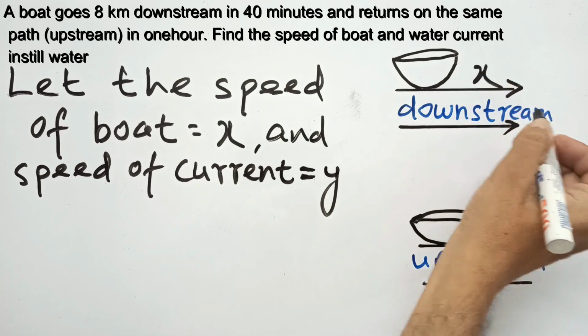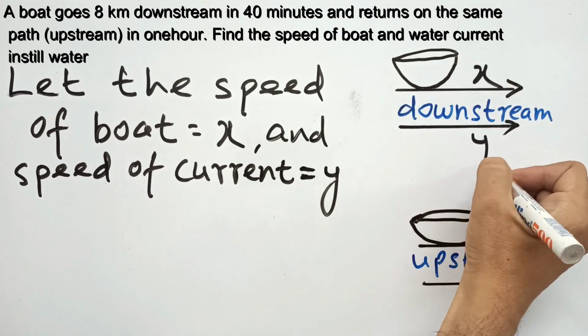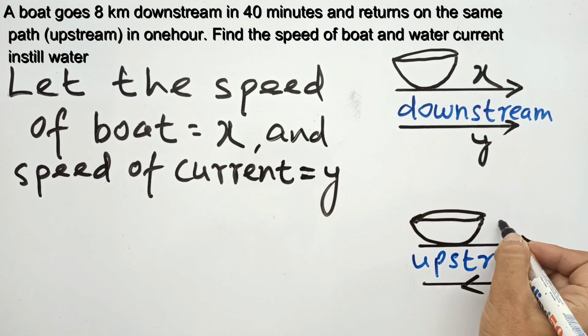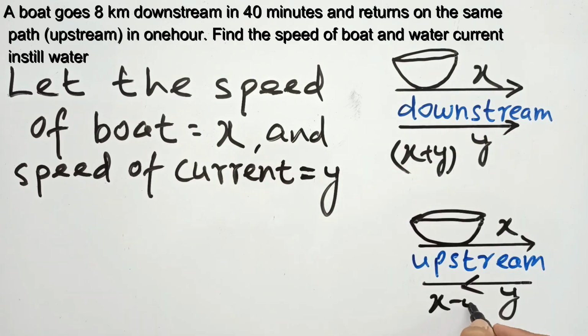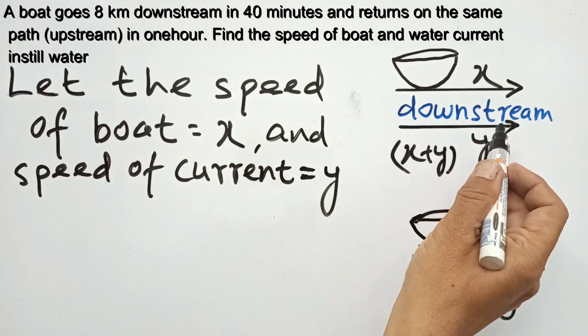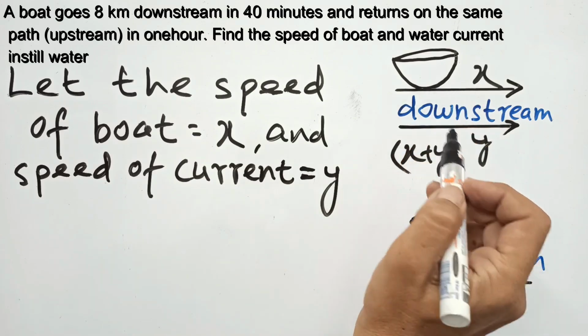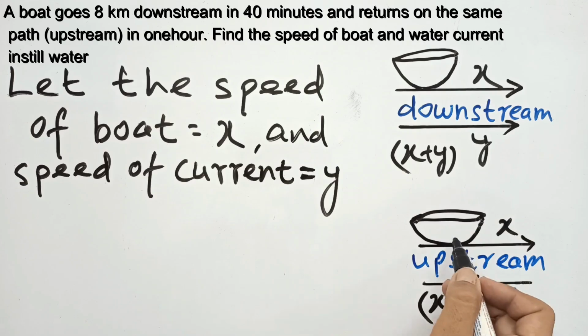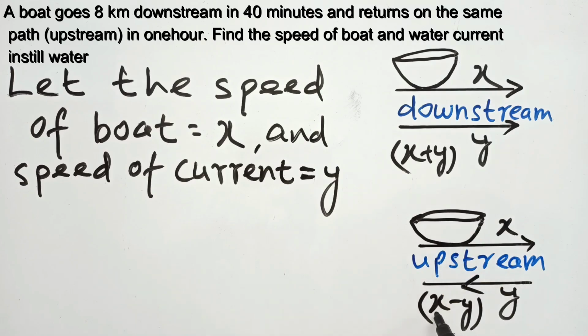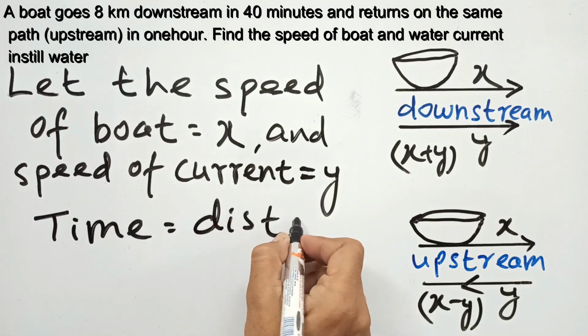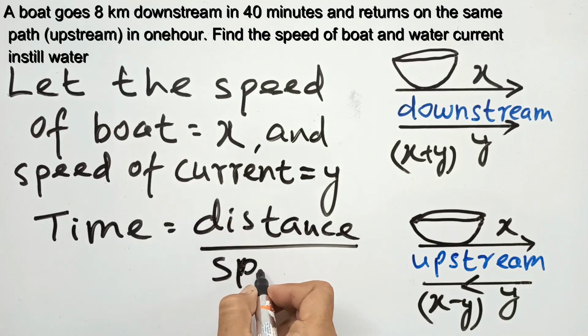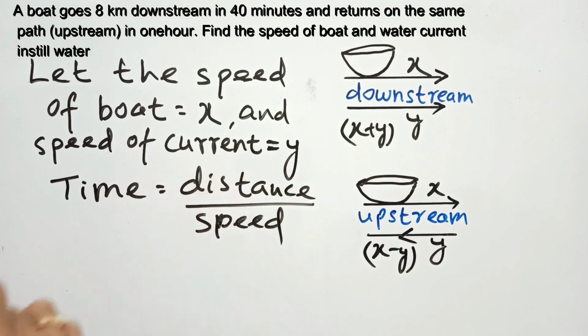Suppose x is the speed of the boat, and y is the speed of the current. In case of downstream, the combined speed of the boat and water current is x plus y, and in case of upstream, x minus y. Time is equal to distance upon speed.